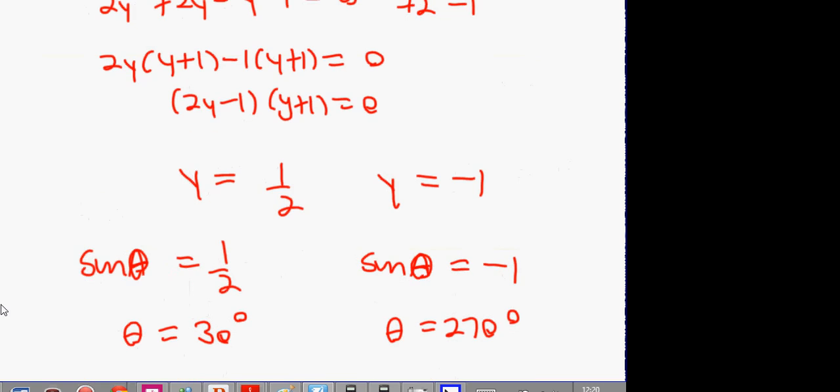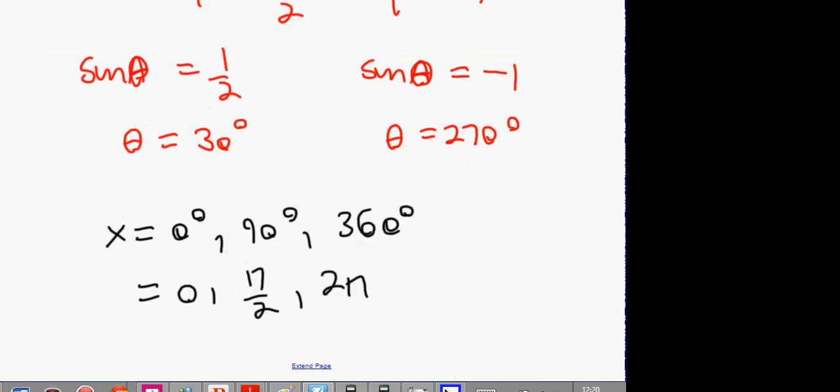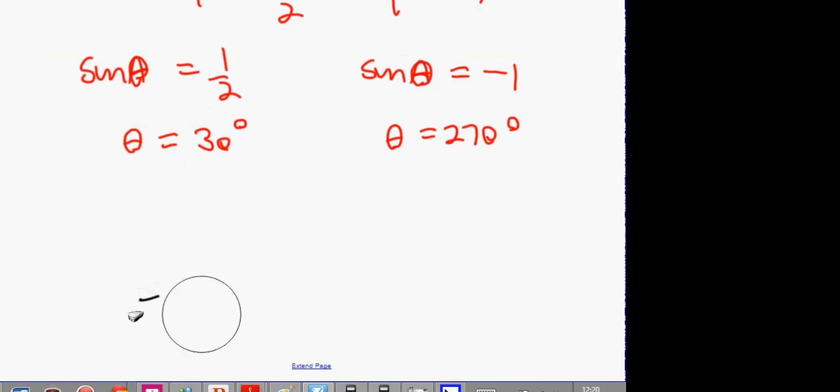Have to convert them into radians. So when I convert them into radians, what's going to happen is this. Oh, it has them already converted in radians for me. It's going to be pi over 6. And the other one is 3 pi over 2.